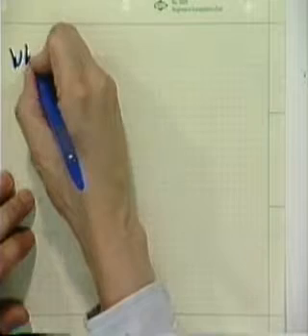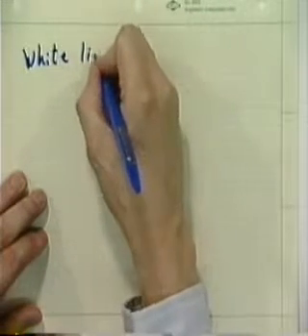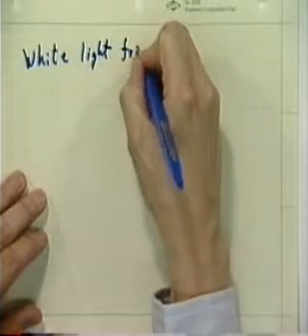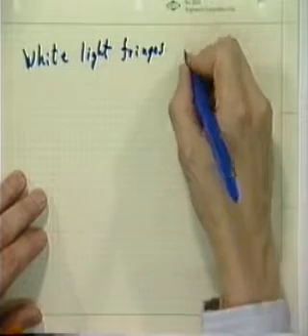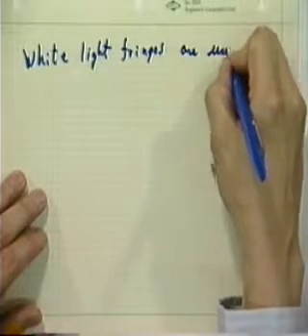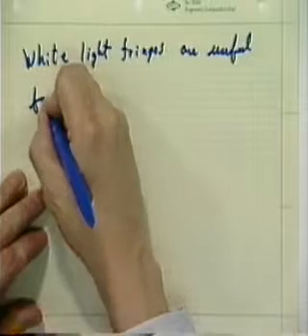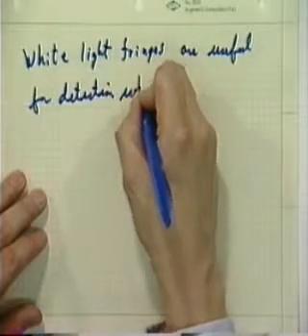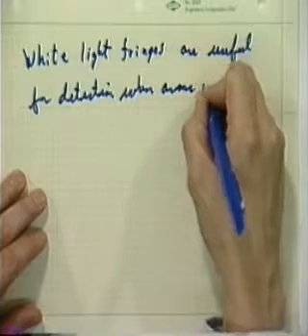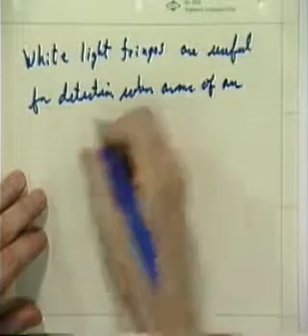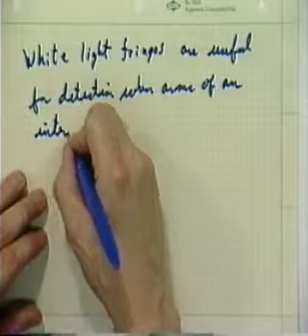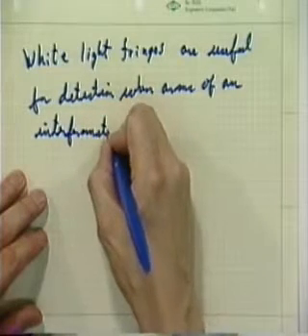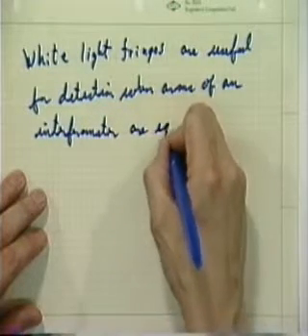So these white light fringes are really very useful. And I'll write this down: white light fringes are useful for detection when the arms of an interferometer are equal.